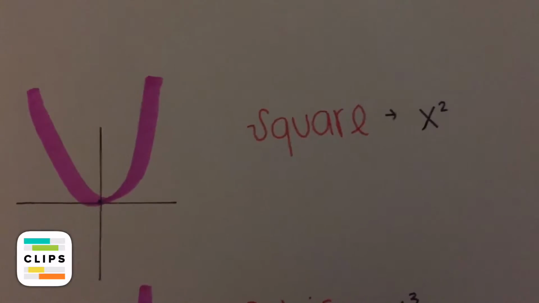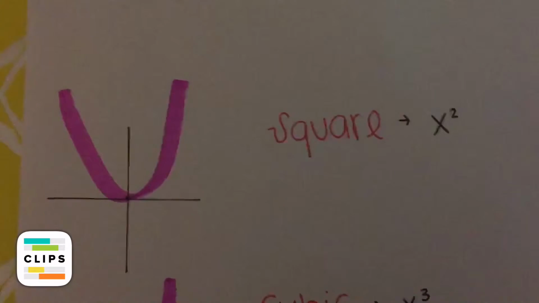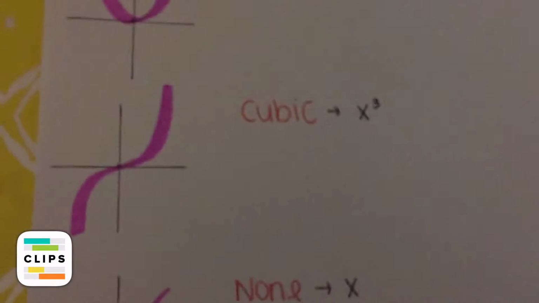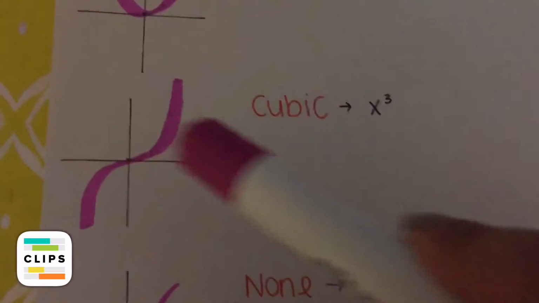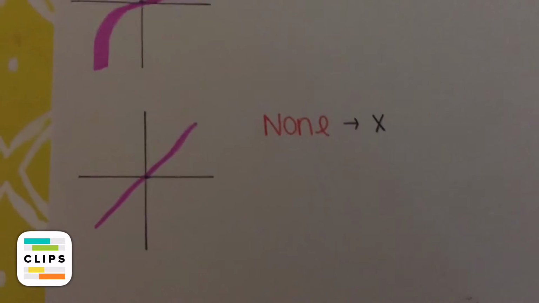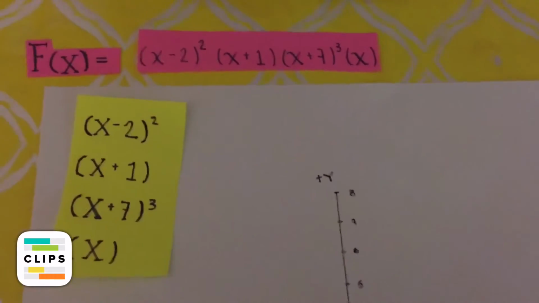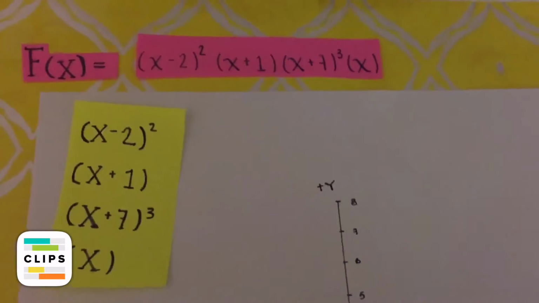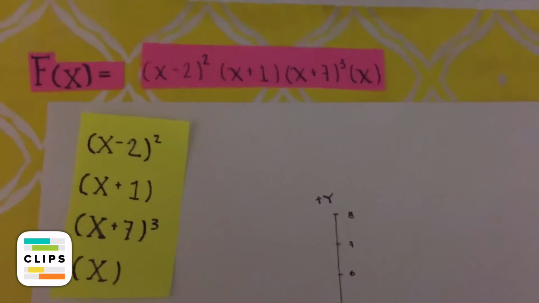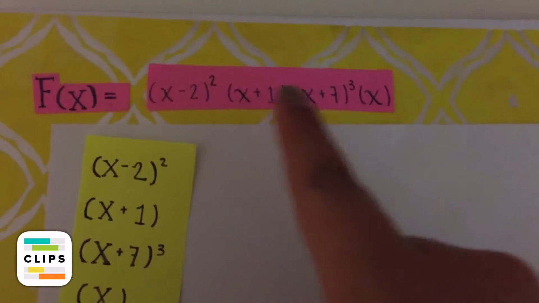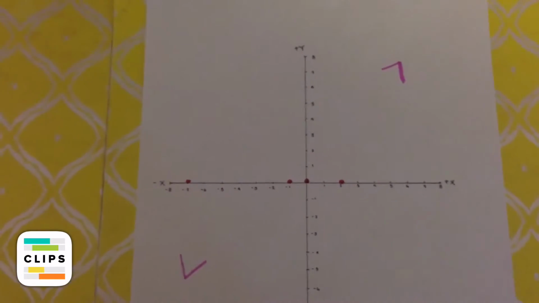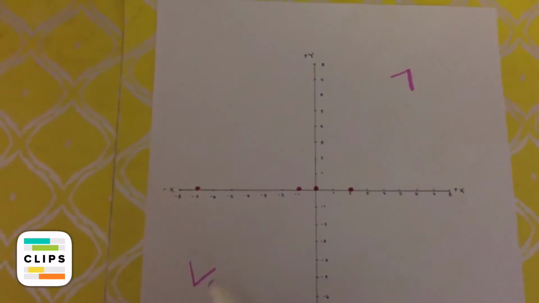So if it's a square, it's going to intercept the x-axis as a U shape. If it's cubic, it's going to intercept the x-axis as an S shape. And if there's no exponent, it will pass just as a line. So my leading coefficient will be positive because there are no negatives in front of any of the factors. As you can see, there's no negative here, no, no, and no. So our leading coefficient means that we're going to go down to the left and up to the right.